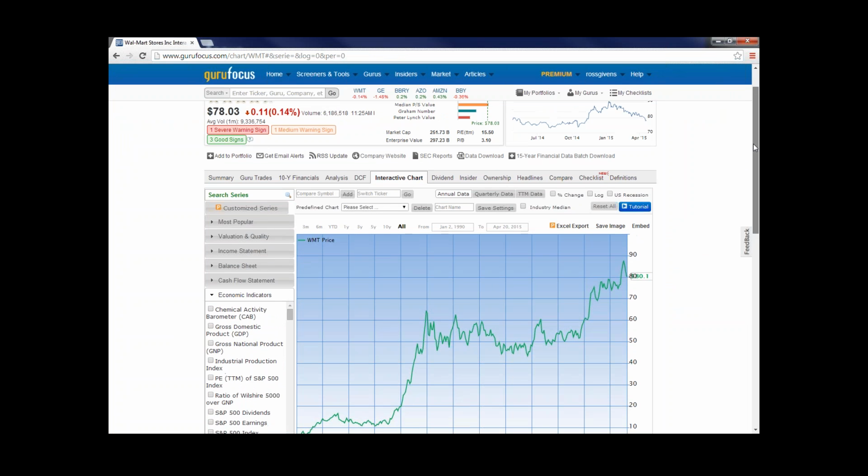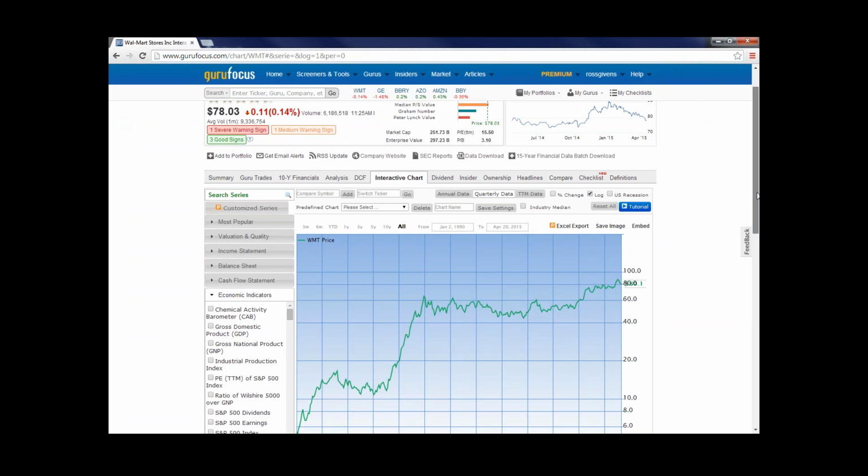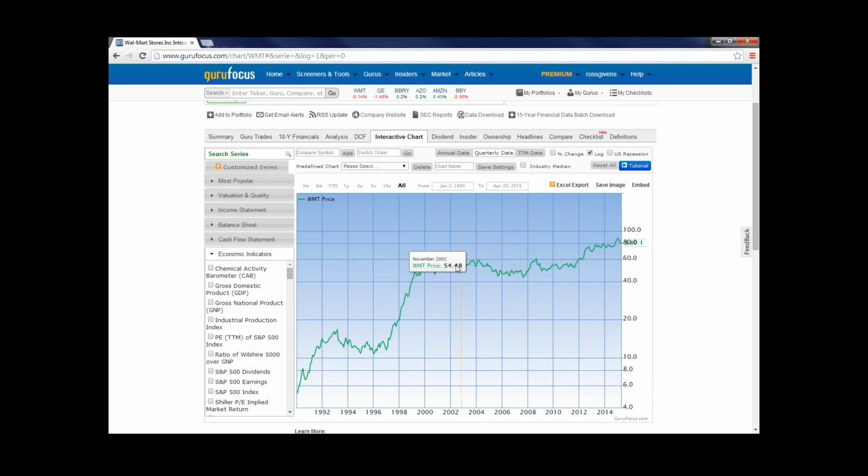Now, there's also a couple of smaller options here at the top. And we're looking at annual data. If you want to look at quarterly data to fine-tune this a little better, you can do that as well. If you want to look at this in logarithmic form, you can click that box there. If you like the old traditional style of charts, you can definitely do that.